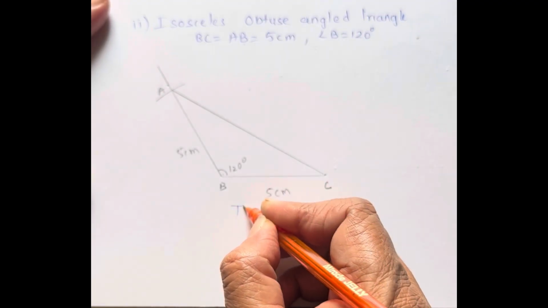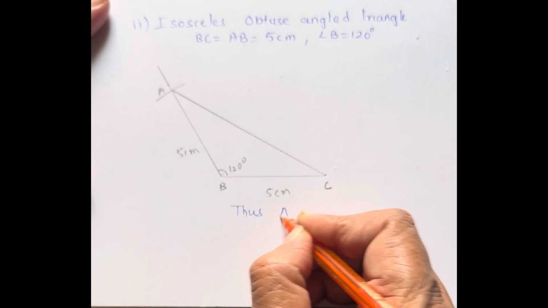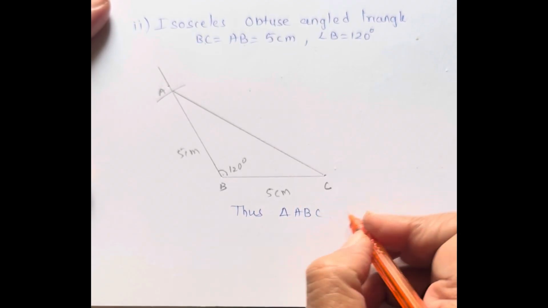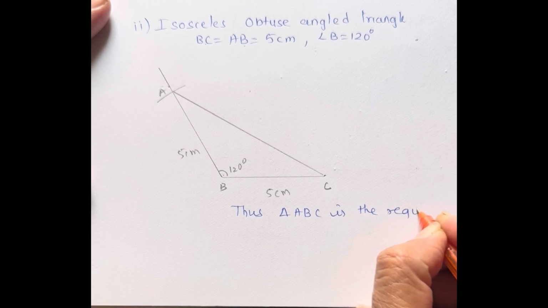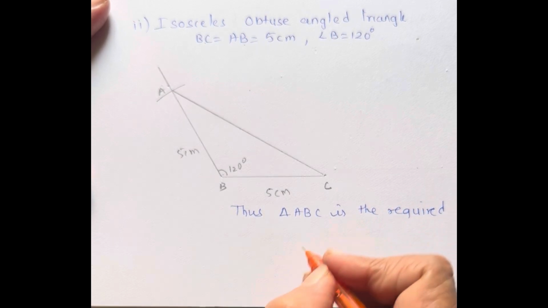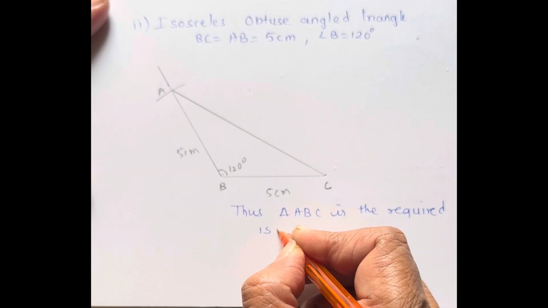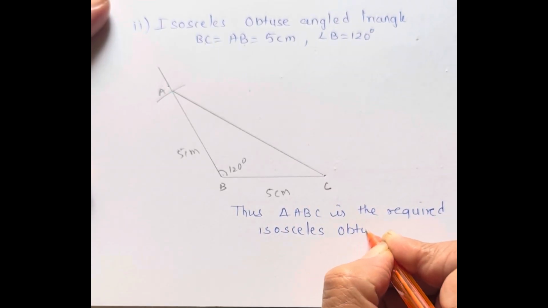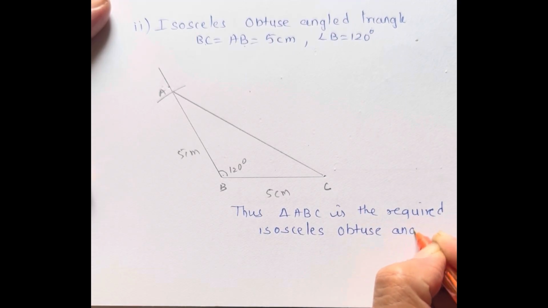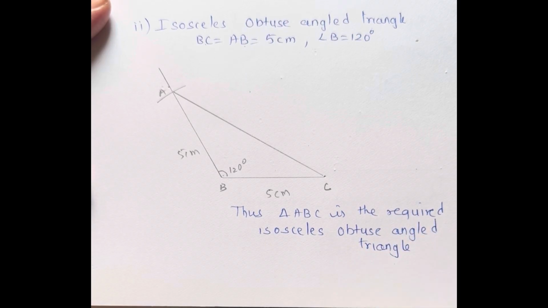So thus triangle ABC is the required isosceles obtuse angle triangle. Fine. So this is answer number 4. With this, we complete the figure it out exercise as well as the chapter.